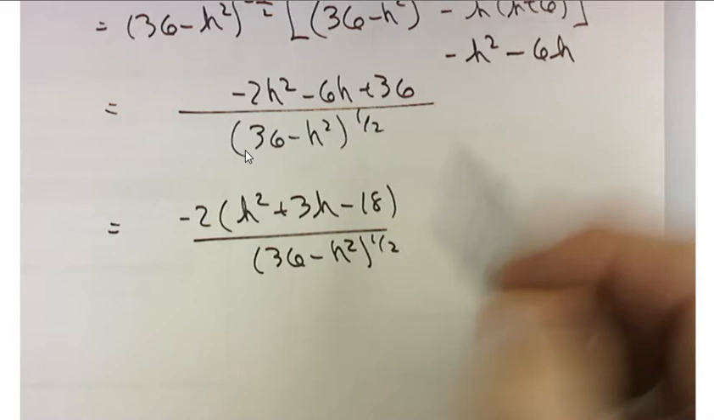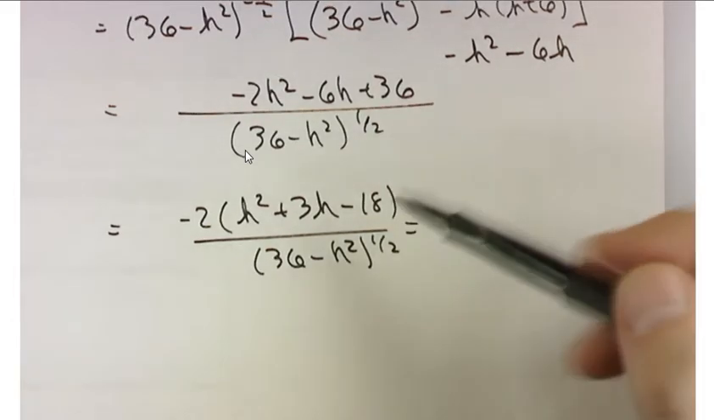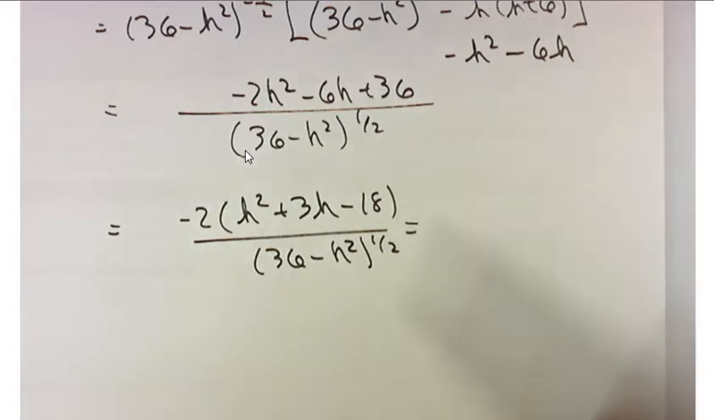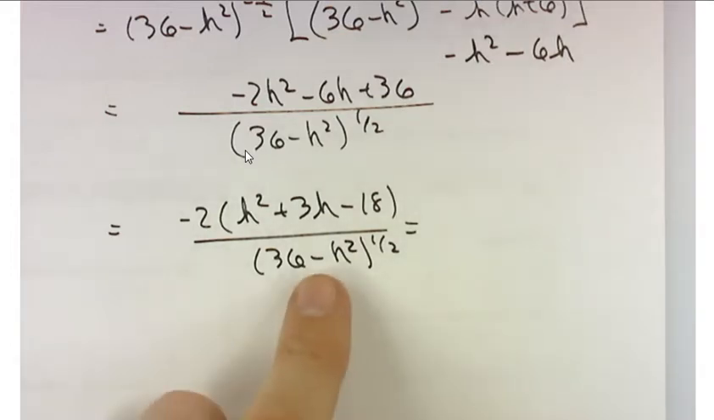I want to know where one of two things happens. I want to know where this is 0 or undefined. Now it's going to be 0 when the numerator is 0. It's going to be undefined where the denominator is 0. Where's the denominator going to equal 0? Yeah, negative 6 and 6. Are either one of them in our interval of interest? No. So nothing's going to happen there that we care about.